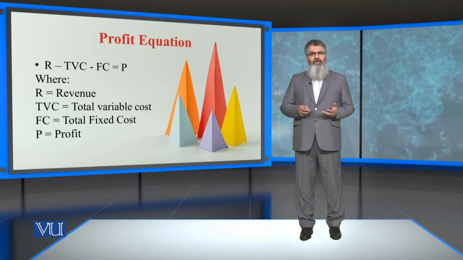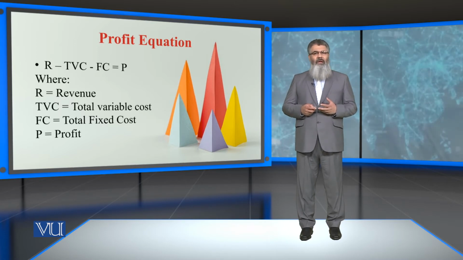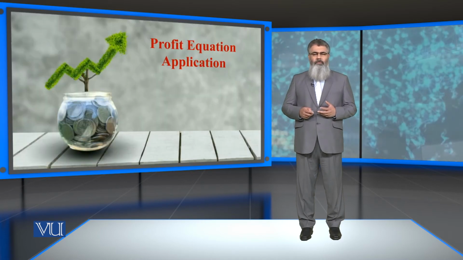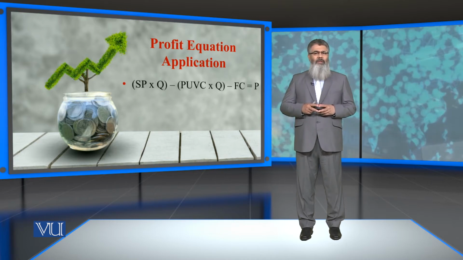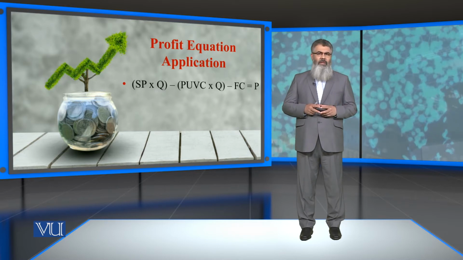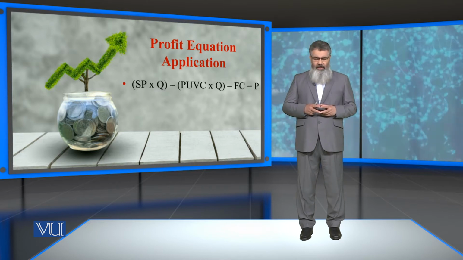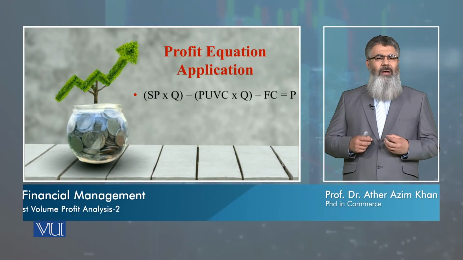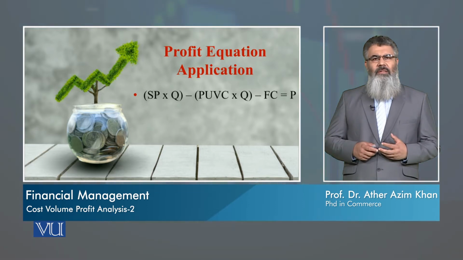Now let's apply this equation and see how we can do a bit of CVP analysis with reference to this equation and fluctuation of volumes. Now this equation tells us about the expected amount of profit if Q quantities are produced and sold. Now, in this equation, SP is the per unit selling price and PUVC is the per unit variable cost, and FC is of course the fixed cost and P is profit.